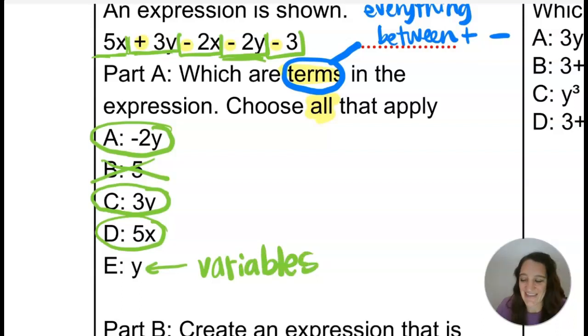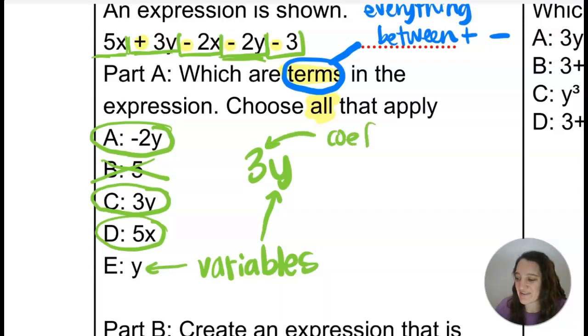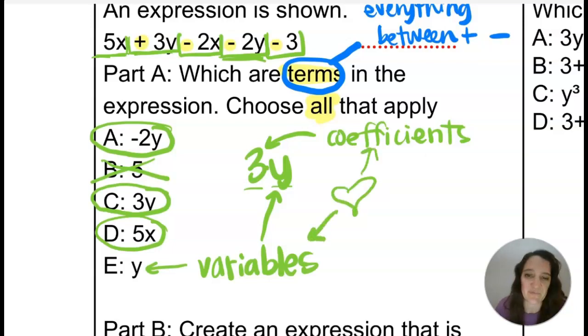Remember that? And then do you remember what's always, always, always in front of a variable? The coefficient. Remember, the coefficients are like the co-pilots. They're always in front of a variable, and we have kind of our two pilots, and the coefficient is one of the co-pilots. Coefficients and variables like love, love, love each other. They're always together. So, is that a good reminder for terms?